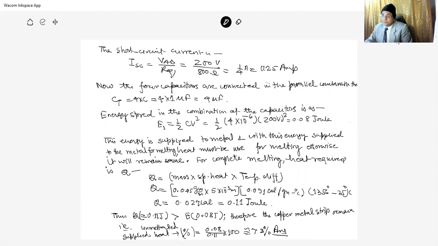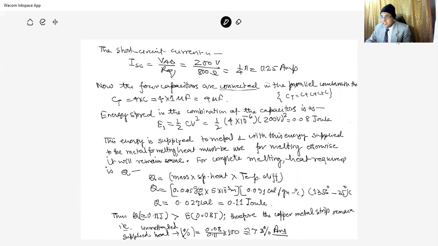that is 0.25 ampere. Now the four capacitors are connected. Four capacitors are connected in the parallel combination. So the total capacitance CT is equal to 4 times C, because in parallel combination, CT is equal to C plus C plus C plus C. This is the parallel combination formula. So it is 4 into 1 microfarad, so it is 4 microfarad.